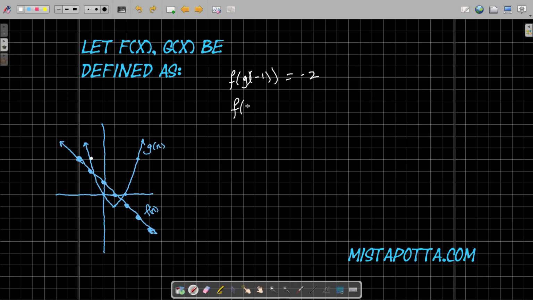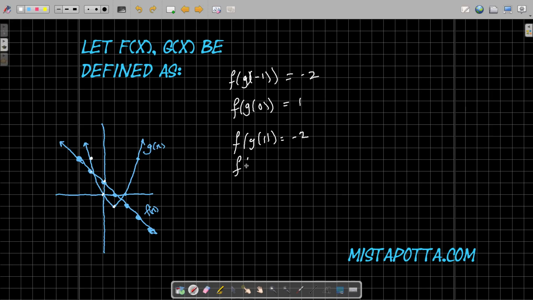If I want to evaluate f of g of 0, I need to look at the parabola at what's happening at 0, and that's at 0, and then substitute f at 0, which gives me 1. F of g of 1, well, I'm going to look at the parabola and see what's happening at 1, and I get -1. And at -1, my line's at -2.